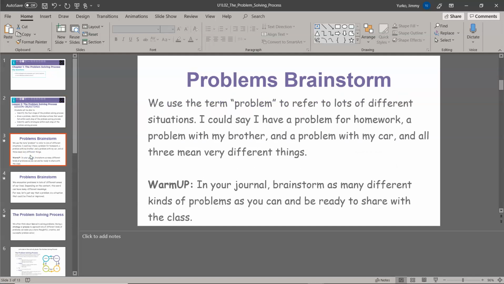We use the term problem to refer to lots of different situations. Like I say, I have a problem for homework, like a math problem, or I can have a family problem, like a problem with my brother, where we're not getting along, having a disagreement about whose turn it is to control the TV remote. Or I could have a problem with my car, like I've got a flat tire. All these mean very different things.